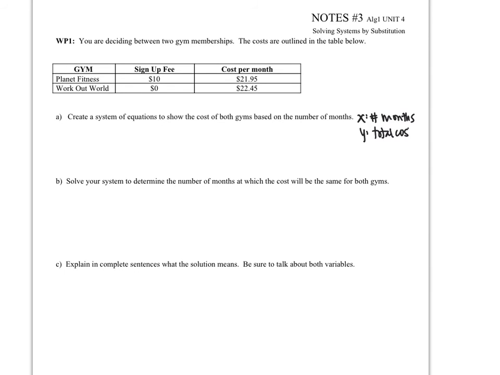cost. And so that means for Planet Fitness, our total cost would be $10 plus $21.95x, and for Workout World, it would be total cost is just $22.45x. Now to solve this system to determine when the cost will be the same for both gyms, what I can do is where I see a y, I can replace it with y's value. So here this says everywhere I see a y, I can replace it with 10 plus 21.95x. So essentially what I'm going to create is this equation with variables on both sides. 10 plus 21.95x equals 22.45x.